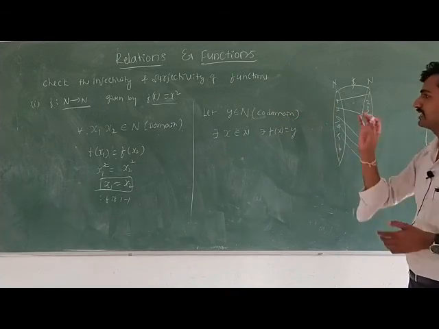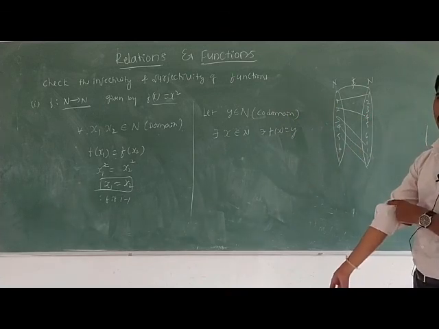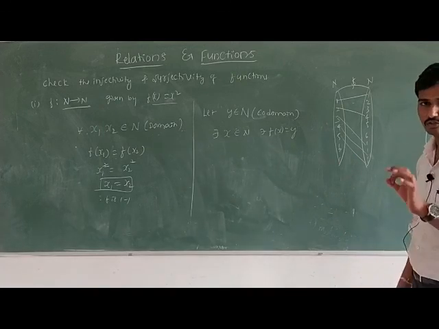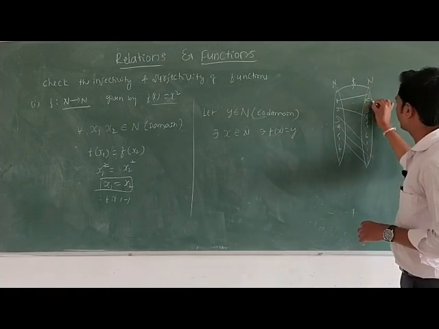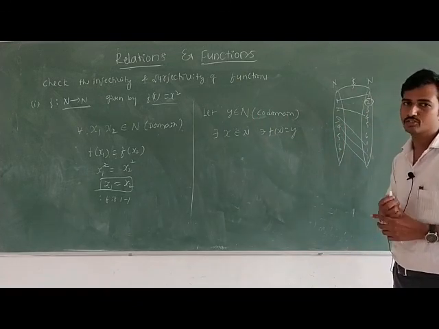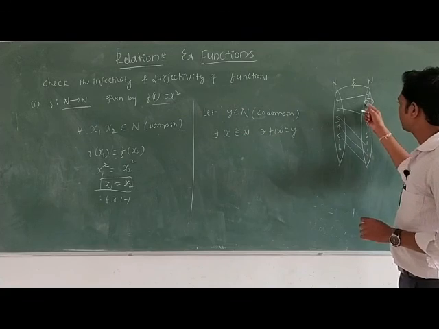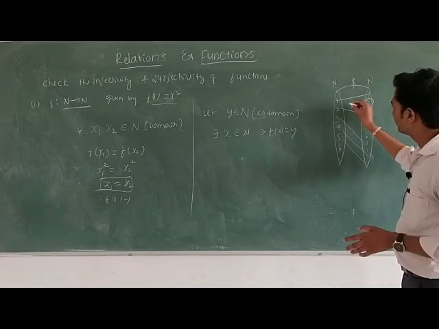Then come to the second definition, that is onto function definition. According to the onto function definition, we have to choose an element from the codomain, isn't it? Y. So for example, if we choose 2 from the codomain, for this element 2, there does not exist any pre-image in its domain.